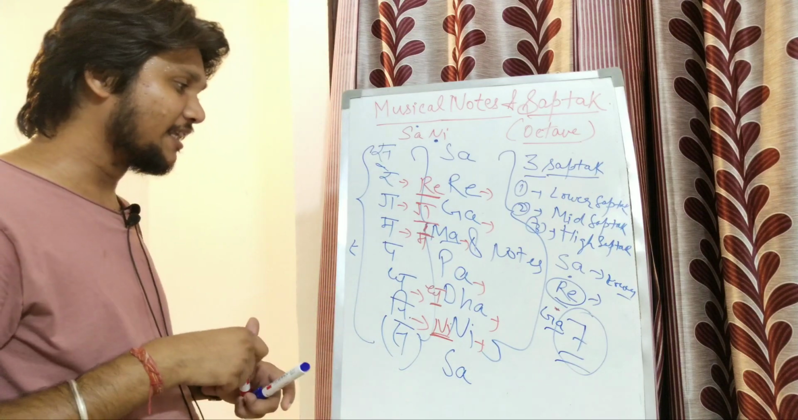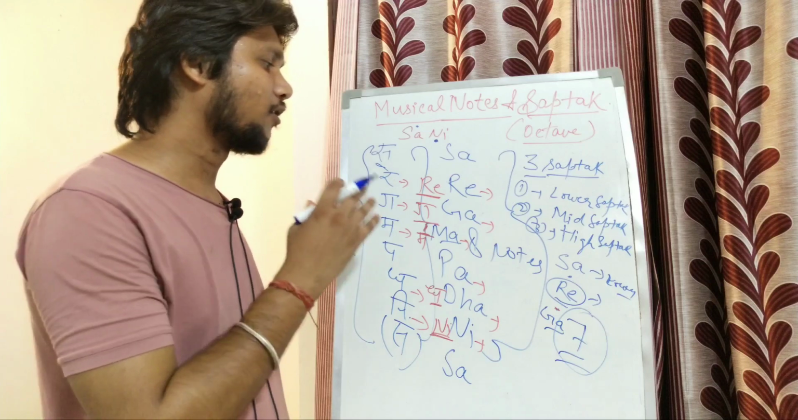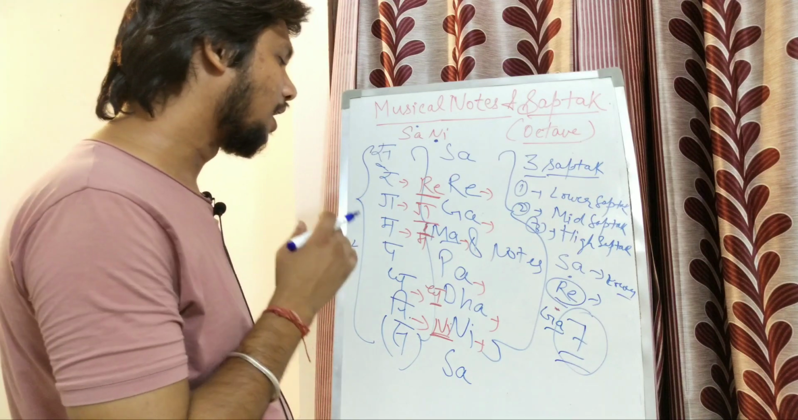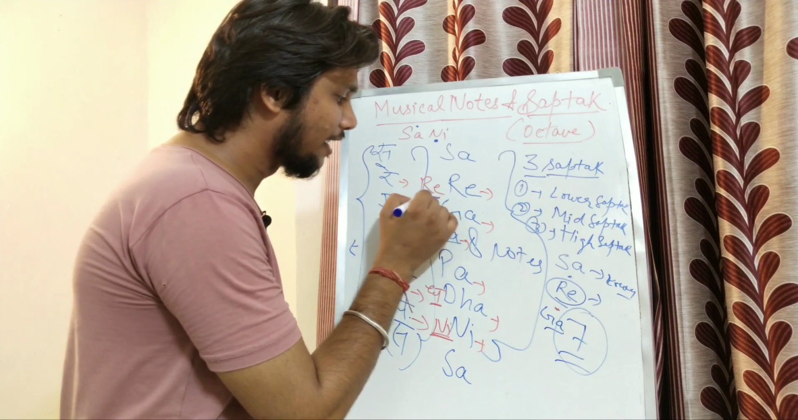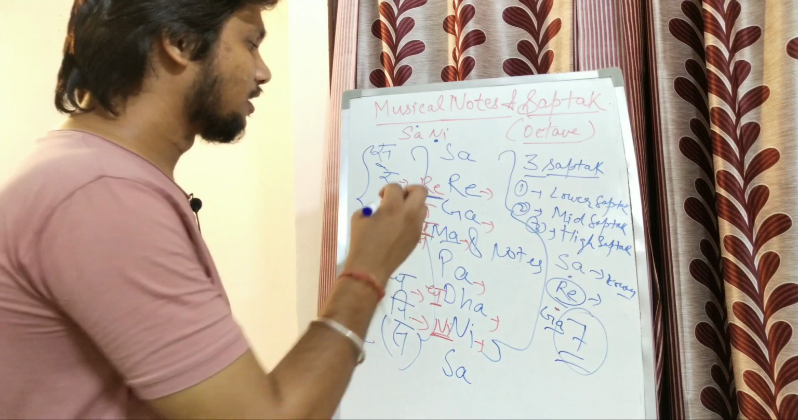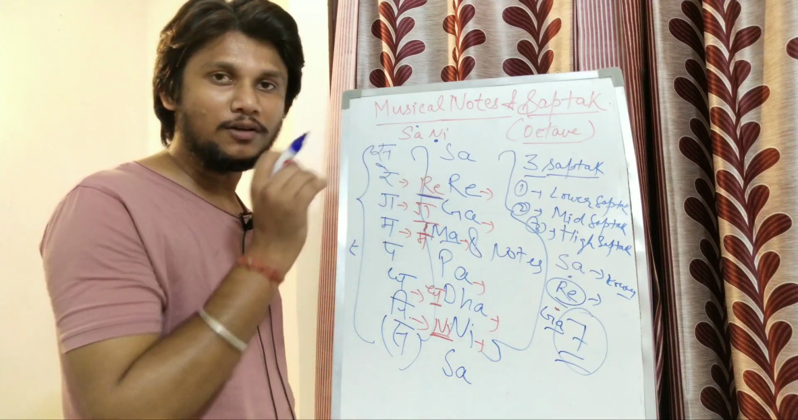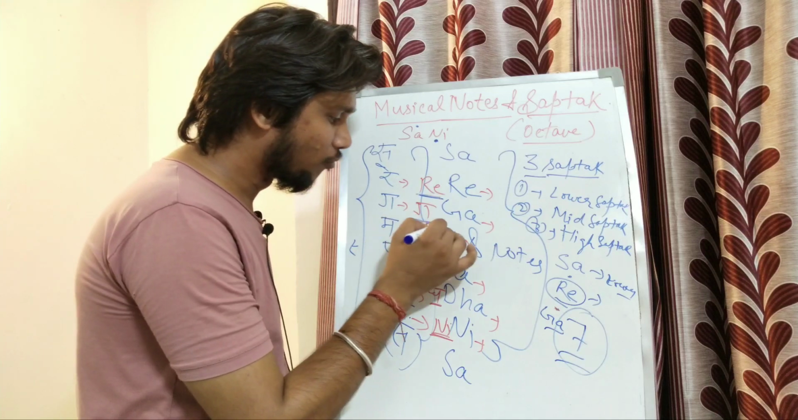For indicating these notes, that is called vikrat swar in Hindi, or we can call different notes of re, ga, ma, dha and ni, we put an underline on this note. We just put an underline below the note, that is re. That indicates komal re, and that indicates komal ga.